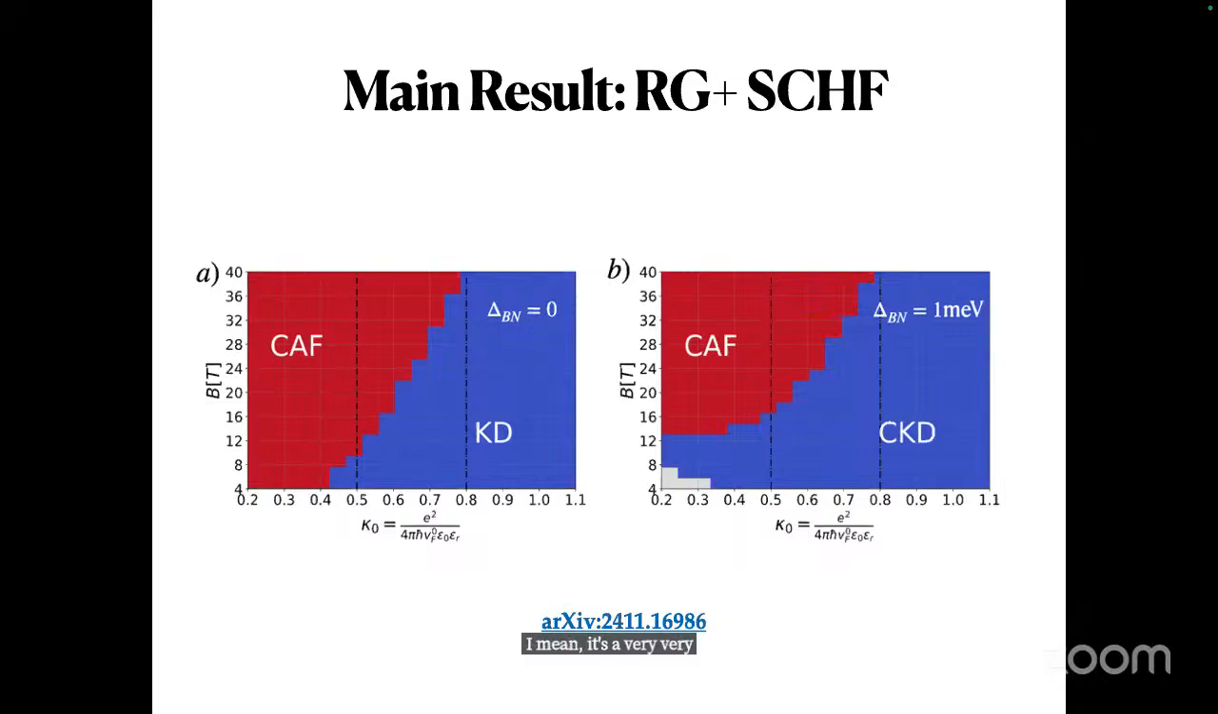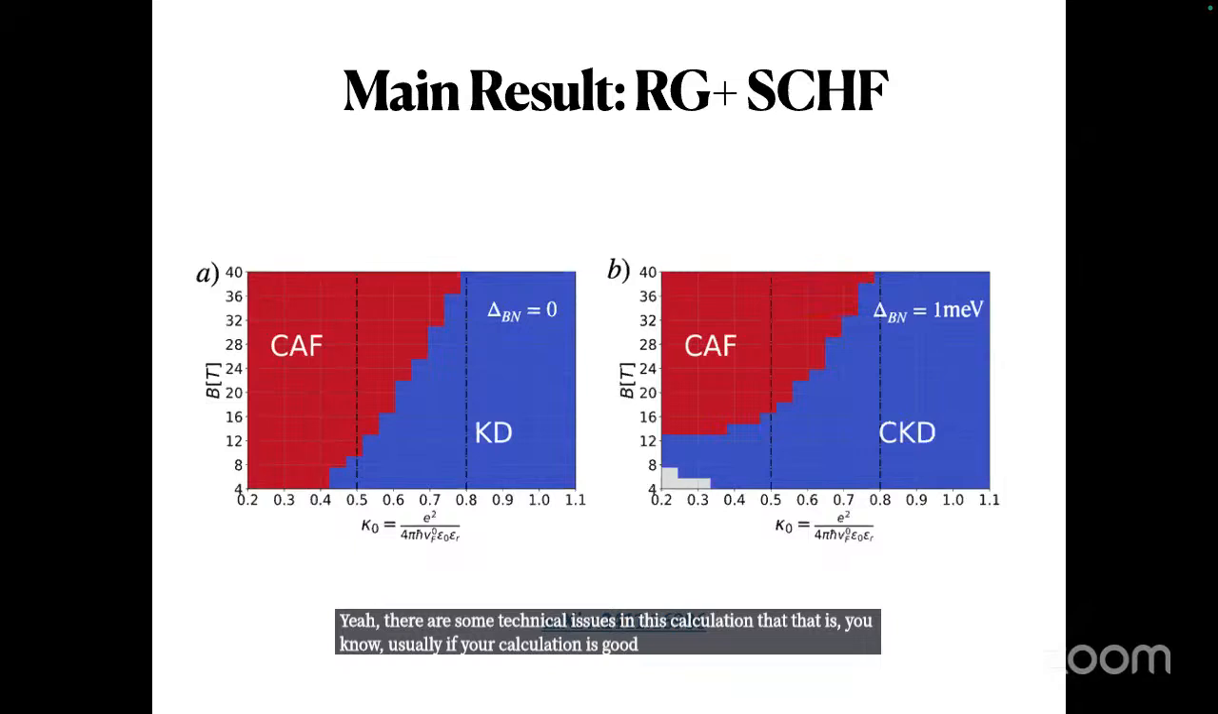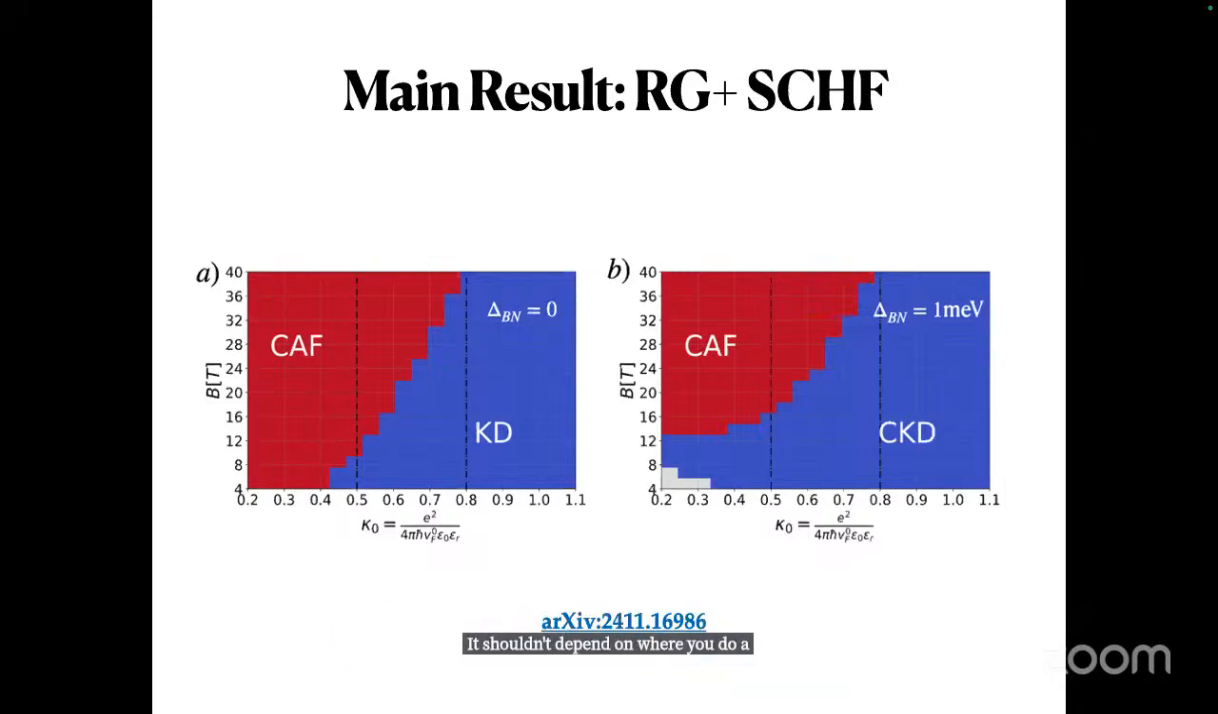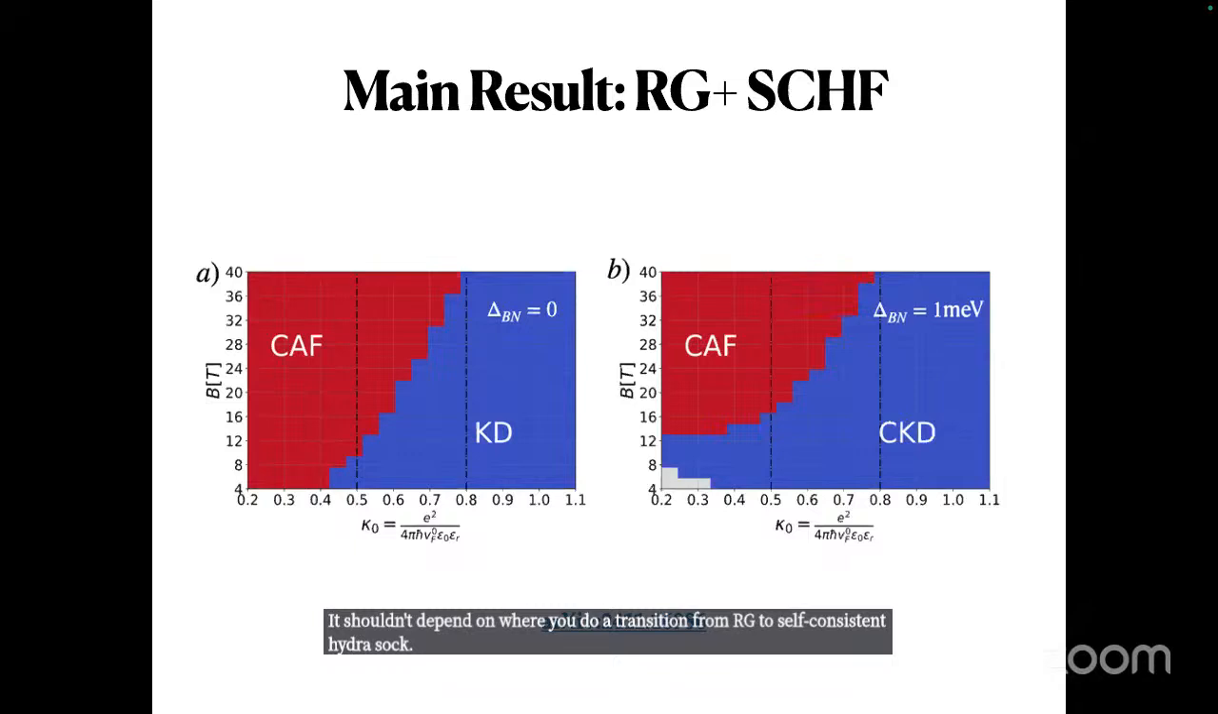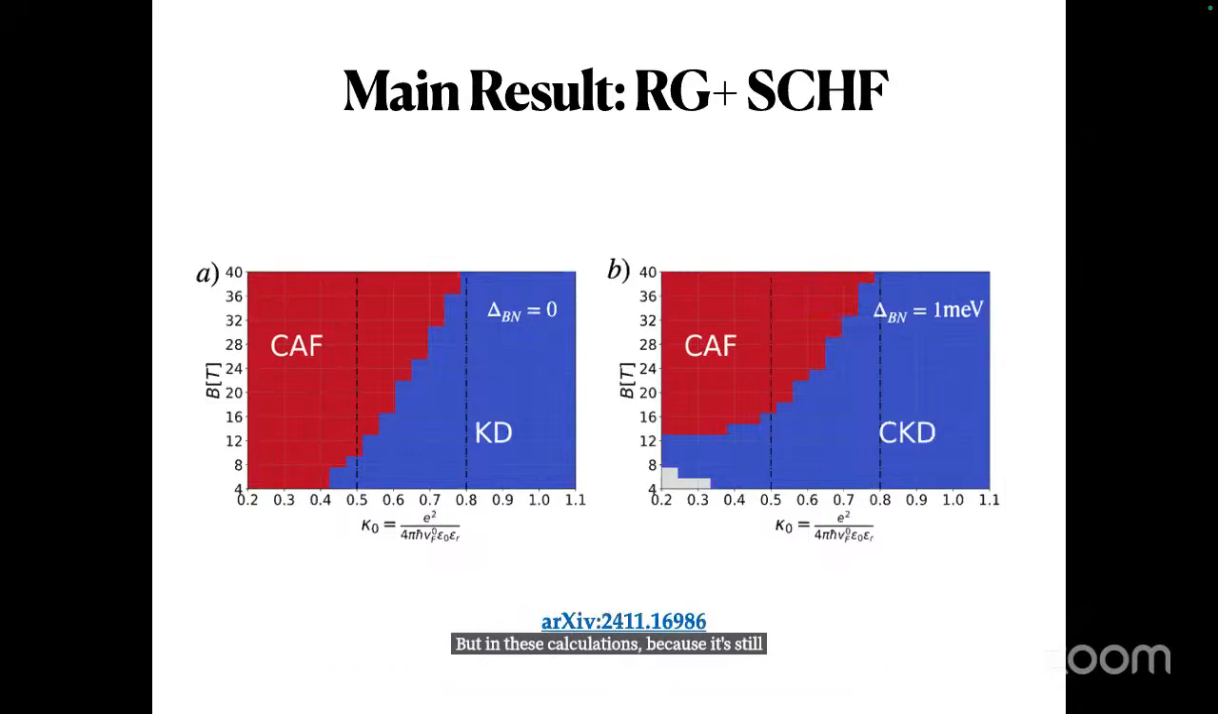There are some technical issues in this calculation. Usually, if your calculation is good, it shouldn't depend on where you do the transition from RG to self-consistent Hartree-Fock. But in this calculation, because it's still running as a log, it depends a little bit on where you choose your transition, because we first do an RG and do a self-consistent Hartree-Fock later. If it's a good calculation, it shouldn't matter where you switch from one method to the other. But we do have some dependence here that we do not know how to get rid of.